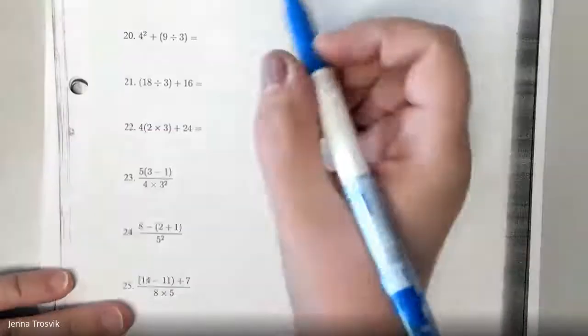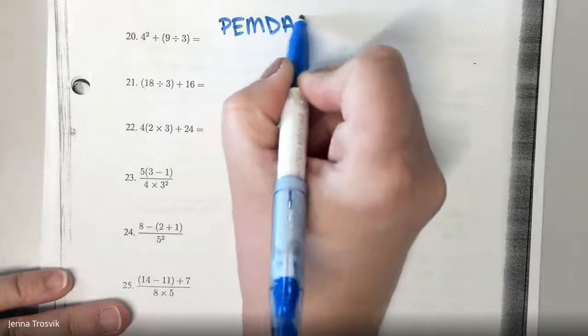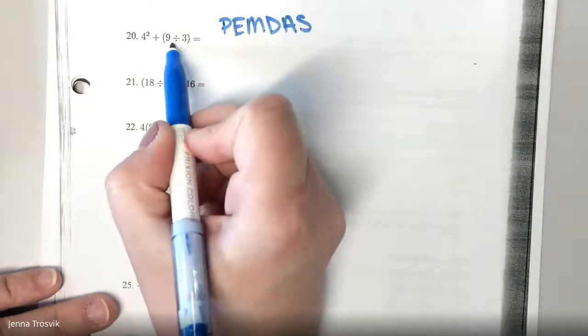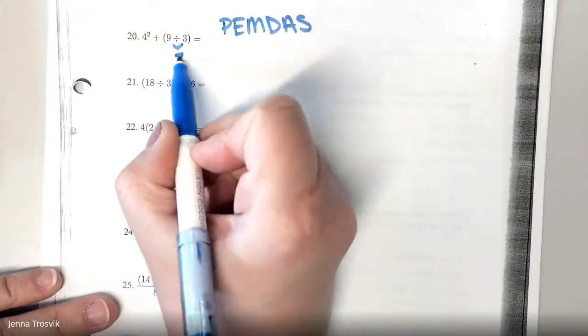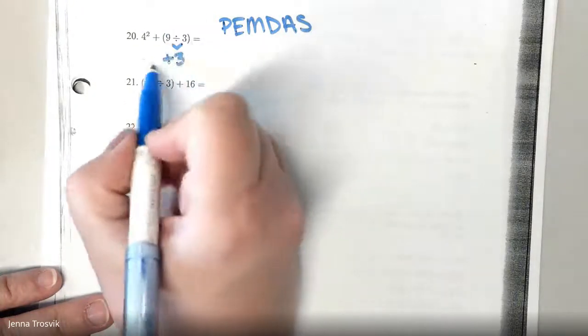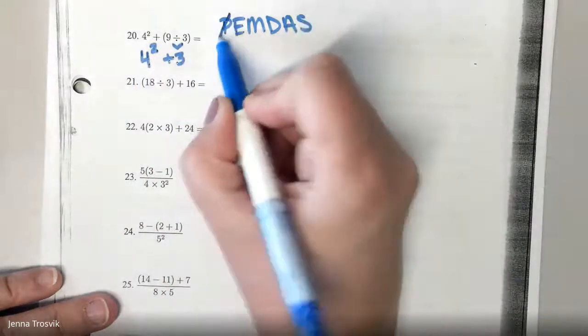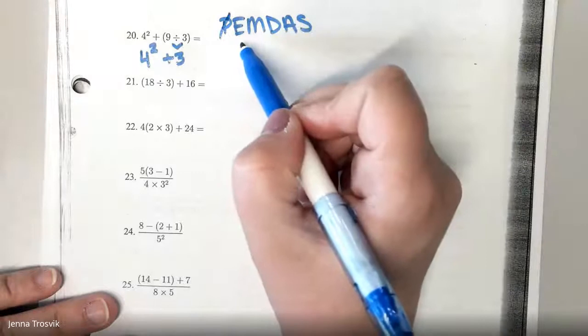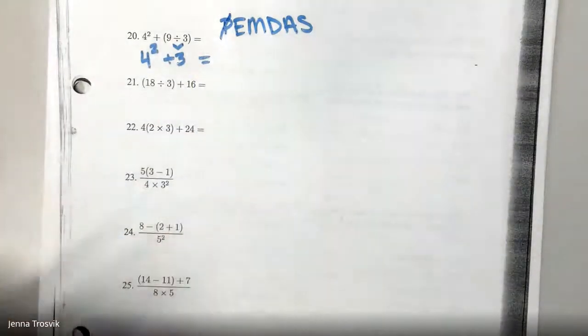We have 4 to the second power plus 9 divided by 3. If I am following the order of PEMDAS, I will start with parentheses. So I need to start inside my parentheses. 9 divided by 3 equals 3. That leaves me with 4 to the power of 2 plus 3. I'm done with parentheses. I need to go to my exponents. I have an exponent. It is 4 to the power of 2.